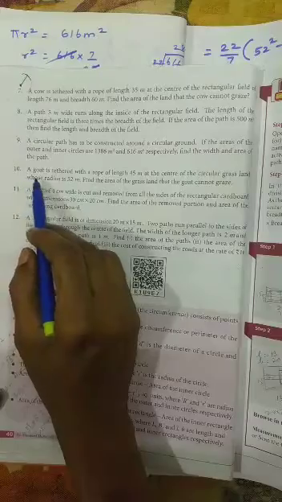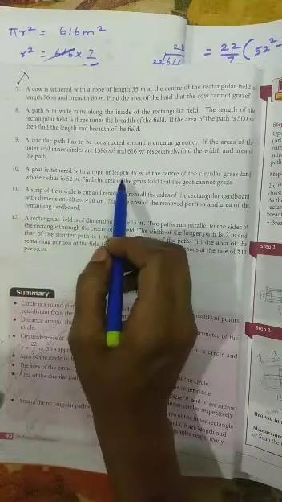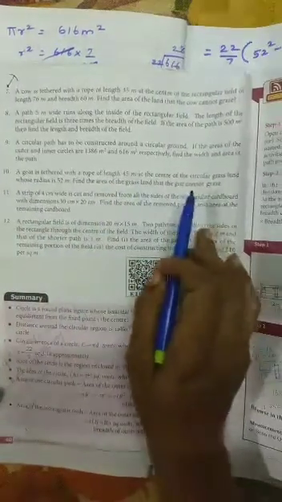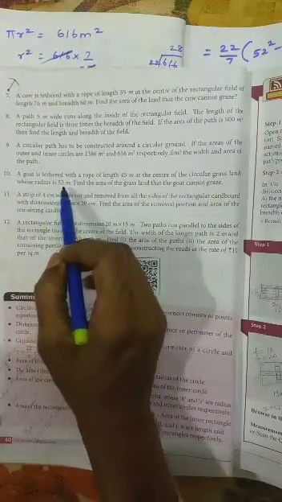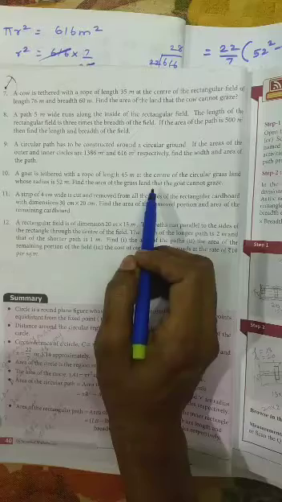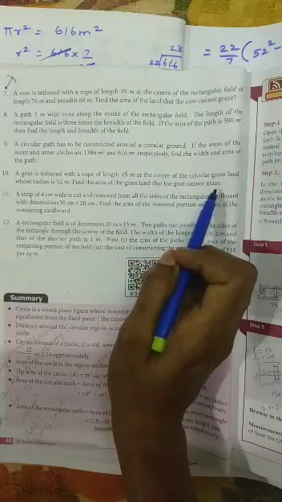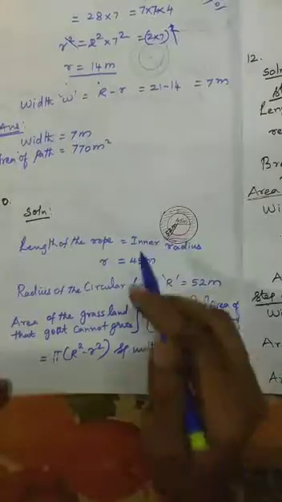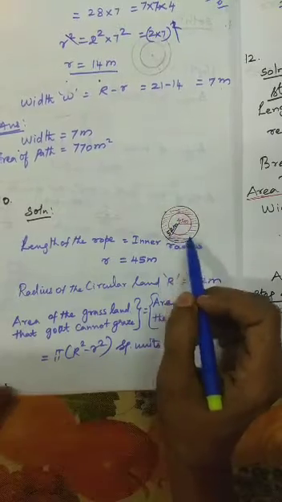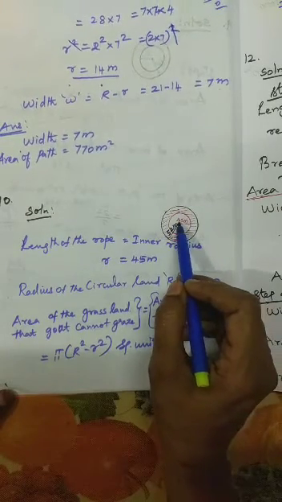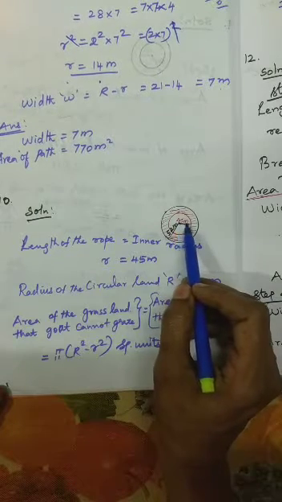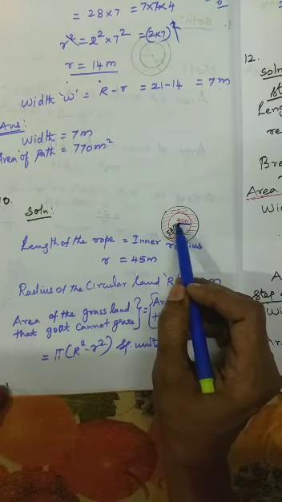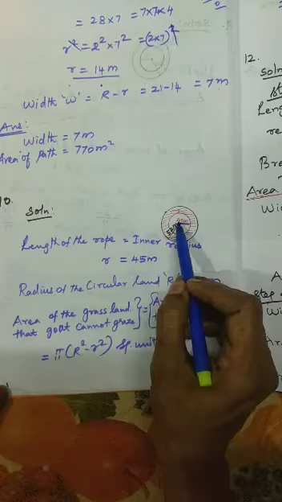10th question. A goat is tethered with a rope of length 45 meter at the center of a circular grassland whose radius is 52 meter. Find the area of the grassland that the goat cannot graze. Here we have drawn a circle. Here 45 meter. This is where the goat is tethered. That is 45 meter. Here in the center the goat is tethered.